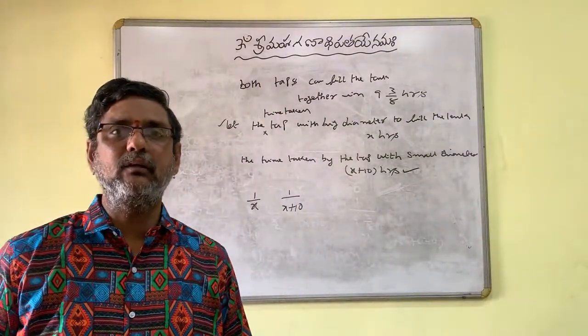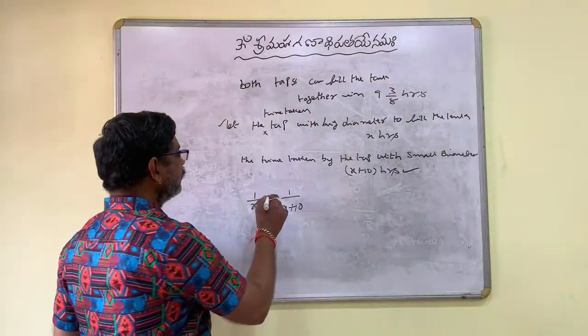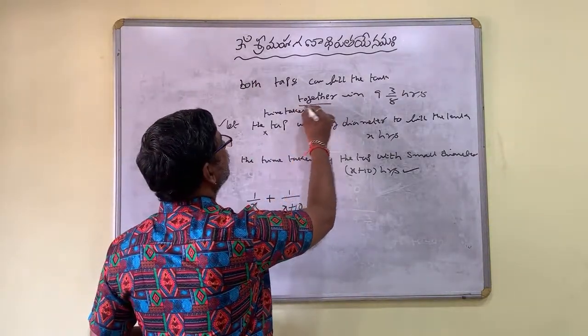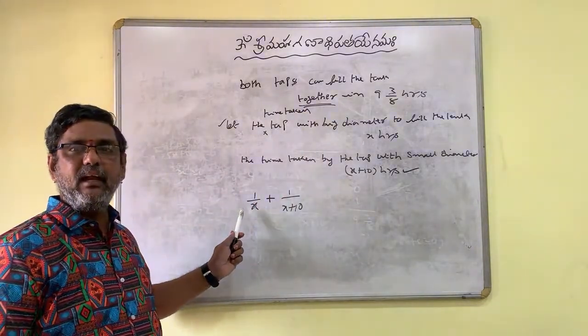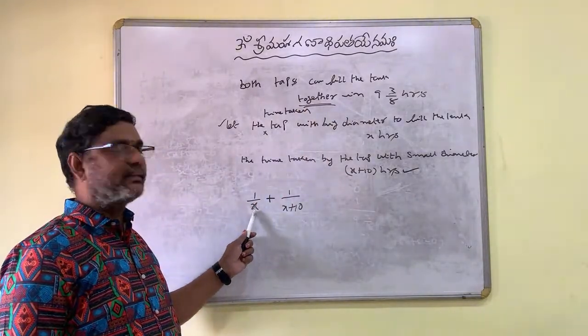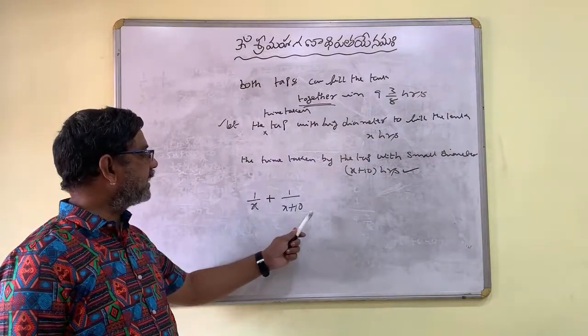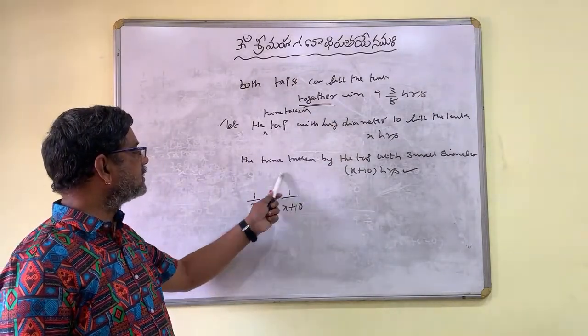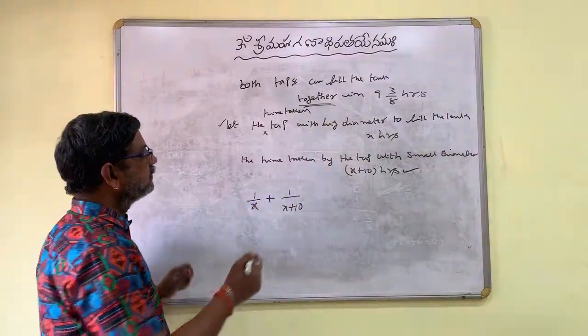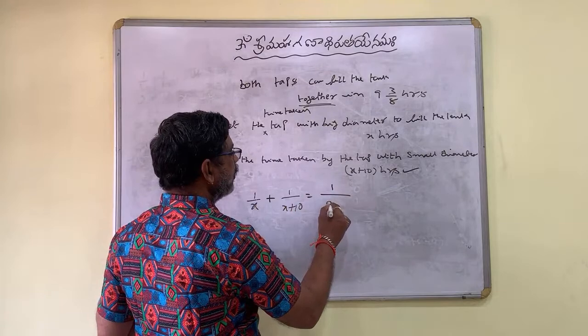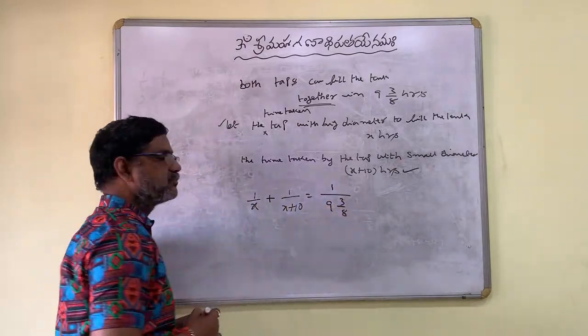In 1 hour, so now both are running together, na? They are running together. So first tap, in 1 hour this much of work is completed. Second tap, in 1 hour this much of work is completed. So together they are running 1 hour, then 1 hour out of the total work is complete. That is what you have to understand.